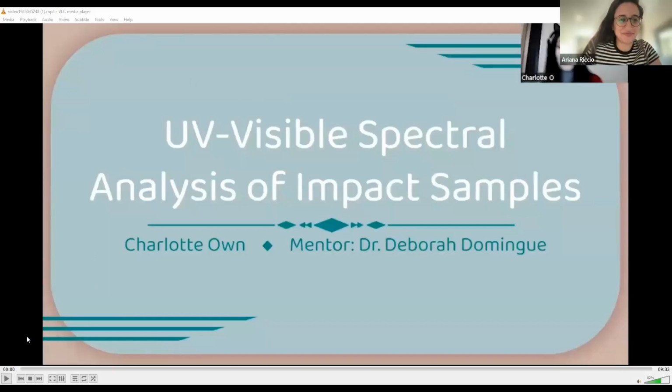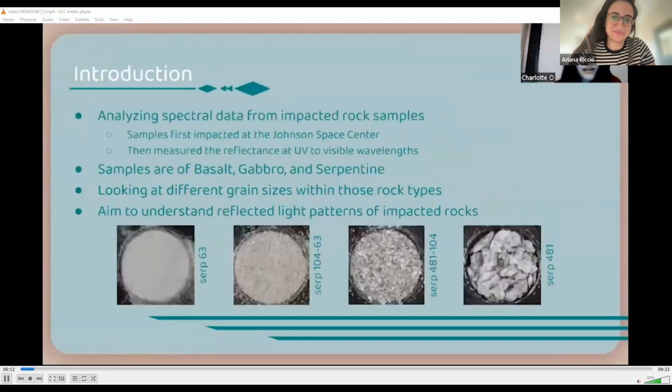Cool. Hello. My project was about the UV visible spectral analysis of impact samples. My mentor was Dr. Deborah Demi. I guess I will start. So introduction. We examined samples that were impacted at the Johnson Space Center using their light gas gun facility, and this is light in the not very heavy sense. Then we measured the reflectance at the UV to visible wavelengths. So this is the 0.2 to 0.9 range of wavelengths.